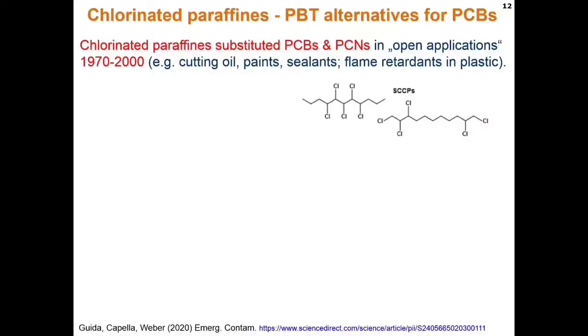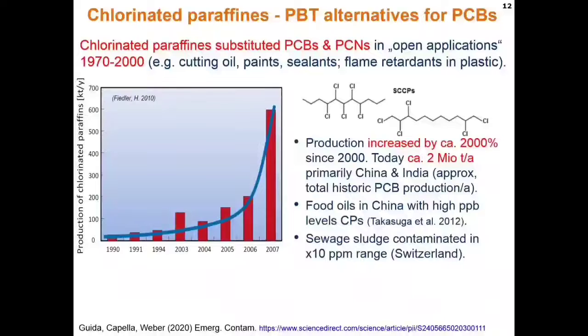Chlorinated paraffins have substituted PCBs and PCNs in open applications, already in the 1970s up to 2000. Therefore, for PCNs, most of the uses and PCB open applications have gone and are only present in stocks. But today in these open applications, I just told the exemptions, cutting oil, paints, sealants, flame retardants in PVC, the chlorinated paraffins are used, and the production of these chlorinated paraffins has increased by 2000%.